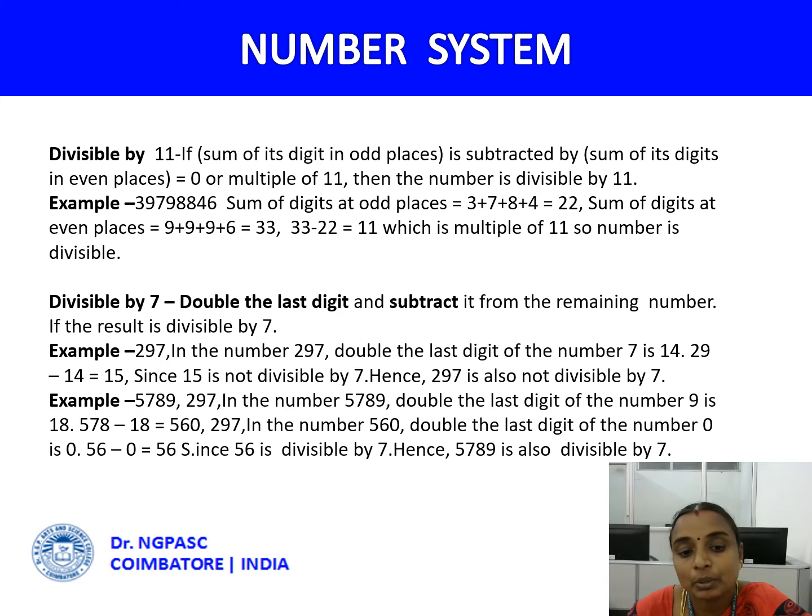Then coming to the next one, 7. For the divisibility rule of 7, double the last digit and subtract it from the remaining number. If the result is divisible by 7, then we can say the given number is divisible by 7. If it is a 3-digit number, it is very easy: just double the last digit and subtract it from the remaining number. If it is a 4-digit number, what you have to do is continue the process. At the final stage, we will get a 2-digit number.